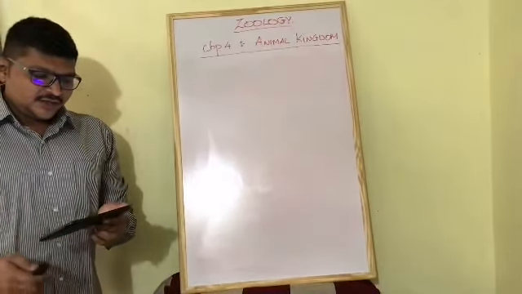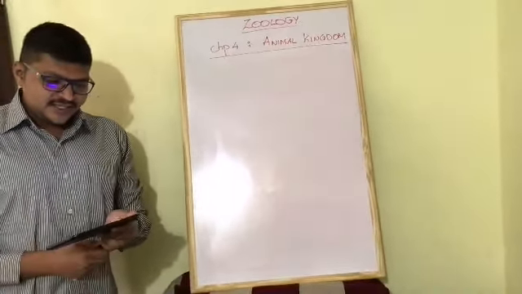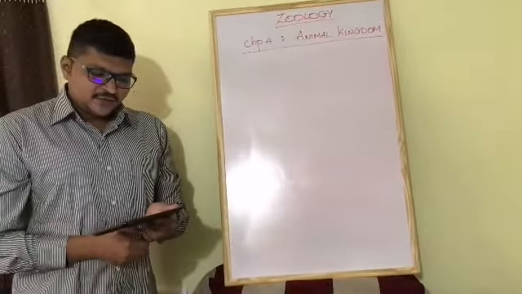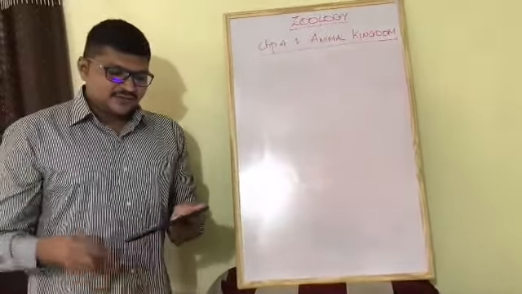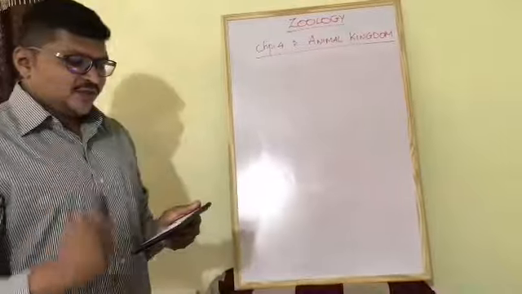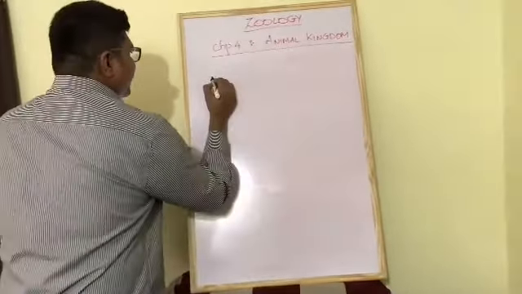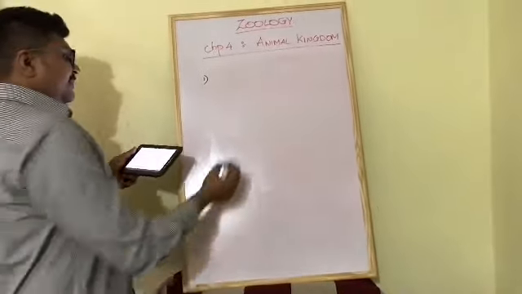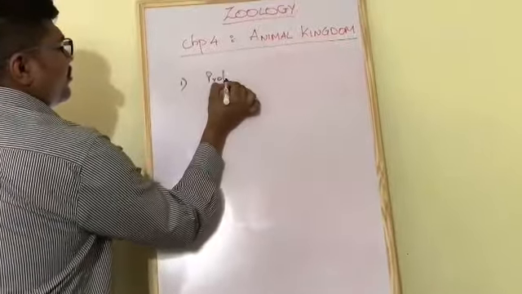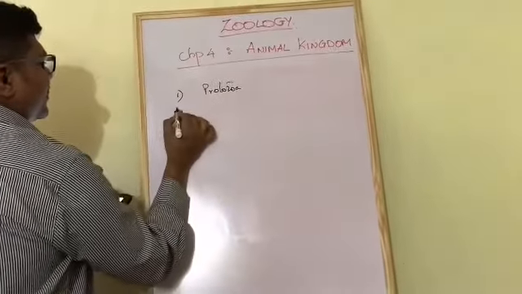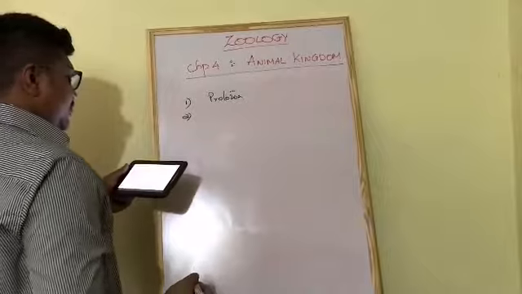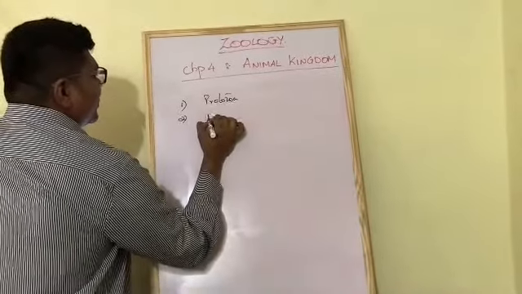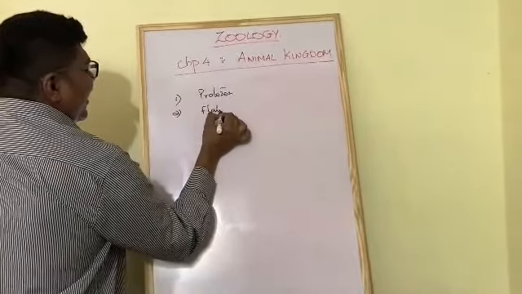Next question is question number 7. Question number 7 says, which one of the following is an example of platyhelminthes? So out of the given 4 options, which one is platyhelminthes? First option says Trypanosoma. Trypanosoma belongs to protozoa. Second option is Schistosoma, and Schistosoma is a type of flatworm.